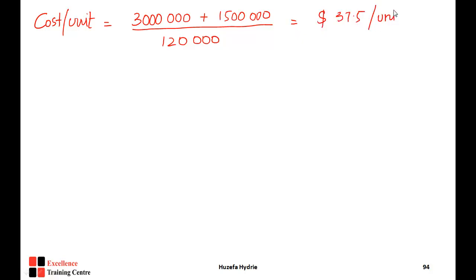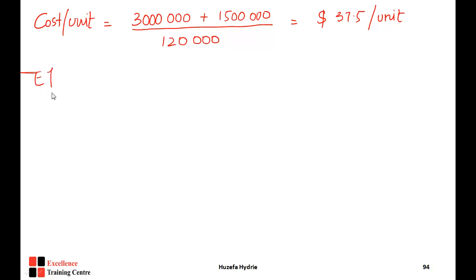$37.5 per unit. Okay, that is our first requirement. Now, the second thing they are asking us is efficiency ratio. So, what is the formula for efficiency ratio? Standard hours divided by actual hours. Do we have standard hours? No, we have to calculate them. And what is the formula for standard hours? Actual production multiplied by budgeted hours per unit.